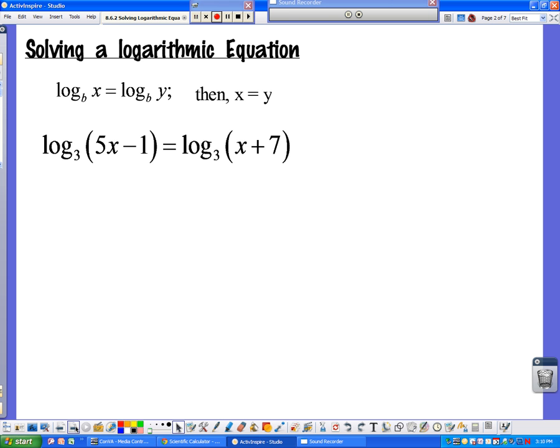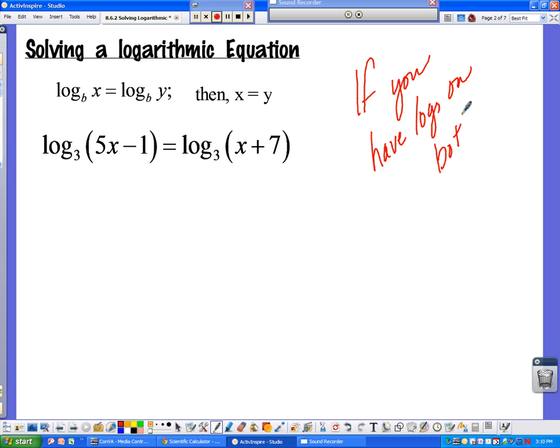So log, for example, if I had log base 3 of 5x minus 1 equals log base 3 of x plus 7. So when you're solving these, the very first thing that you need to look at is, wait a minute, I've got logs on both sides. So if you have logs on both sides, what you're going to do is both sides of the equal sign.